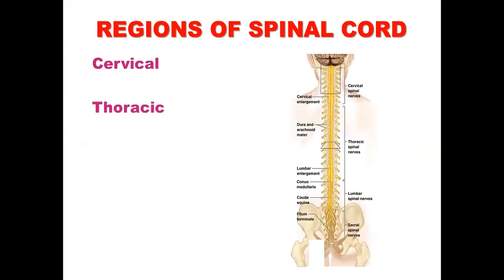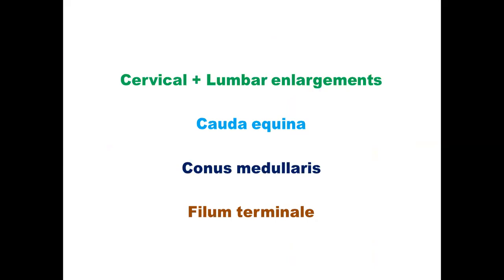The regions of the spinal cord are cervical, thoracic, lumbar, sacral, and coccygeal. In the cervical and lumbar region, there are enlargements due to enlargement of anterior horn cells, many anterior horn cells that project to the structures. Cervical enlargement projects to the upper limb and lumbar enlargement projects to the lower limb.